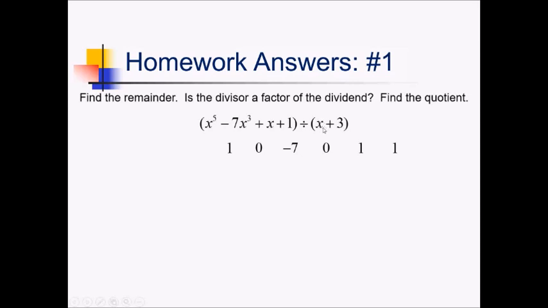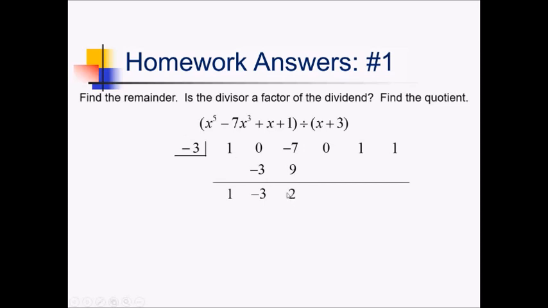And now, since x plus 3 is our divisor, that means that negative 3 is going to be our box number. So writing our line down here, we bring down our first coefficient of 1, times negative 3 is going to give us negative 3 up in this next column here. And then we're going to add that to the first row. So 0 plus negative 3 is negative 3. Negative 3 times the box negative 3 gives us positive 9. Negative 7 plus 9 is 2.